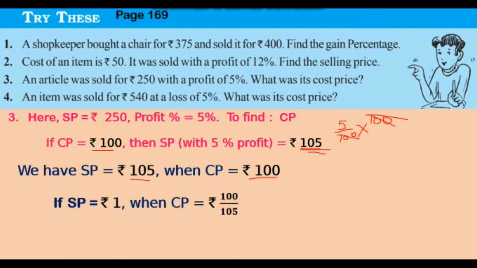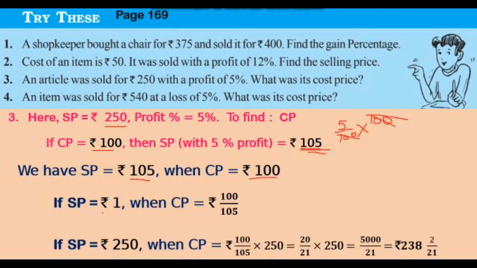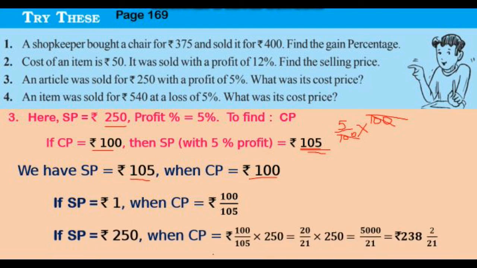If SP becomes 1, what will be the CP? It will be 100 upon 105. Now I put the actual value of SP given. The actual value of SP given is rupees 250. So if SP is 250, what will be CP? 100 upon 105 multiplied by 250. So just cut it. 100 and 105, if I cut with 5, I get 20 upon 21. Multiply the numerators, I get 5000 upon 21. So it is rupees 238 2 upon 21. That is the cost price.